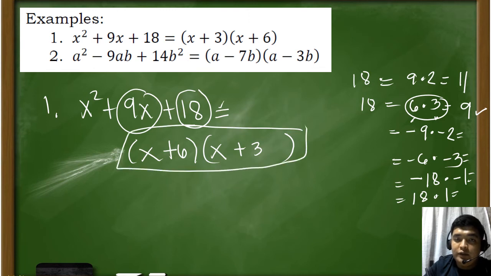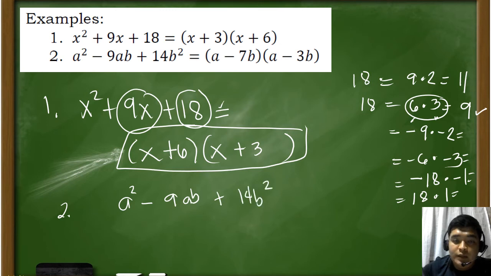It is the same approach. For number 2, you have a squared minus 9ab plus 14b squared. We look for factors of 14 that add to 9, positive 14. Okay, it seems my earlier setup was wrong, so the answer should be corrected. What are the factors of 14?